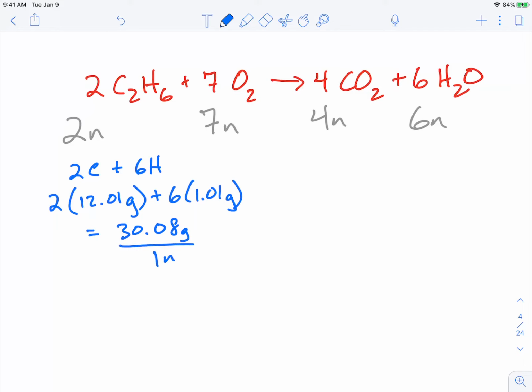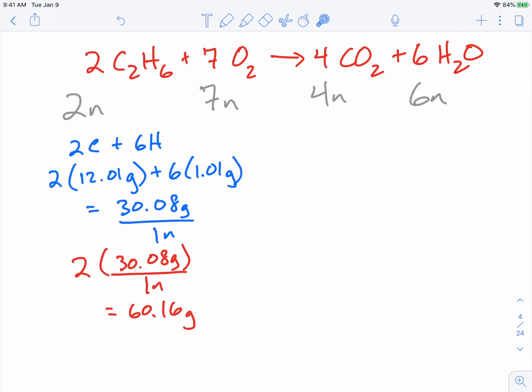Now, because I have the 2 in my equation, what I want to do is multiply this molar mass by 2. All right, so that's my next piece. I'm going to take 2 times that molar mass of 30.08 for every 1 mole, and that equals about 60.16 grams. So in other words, if I want to perform this equation, this is how many grams I would actually weigh out to make this reaction happen.